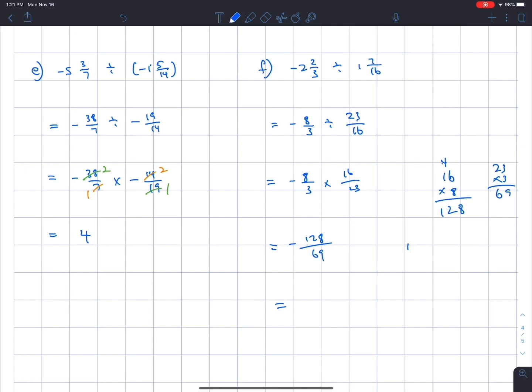128 minus 69. This will be 18. This will be 1. I get 9. 11 minus 6 is 5. So just negative 1 and 59 over 69. Yeah, 69 only goes into 128 one time. And that's it for question 4. I'll see you in question 5.